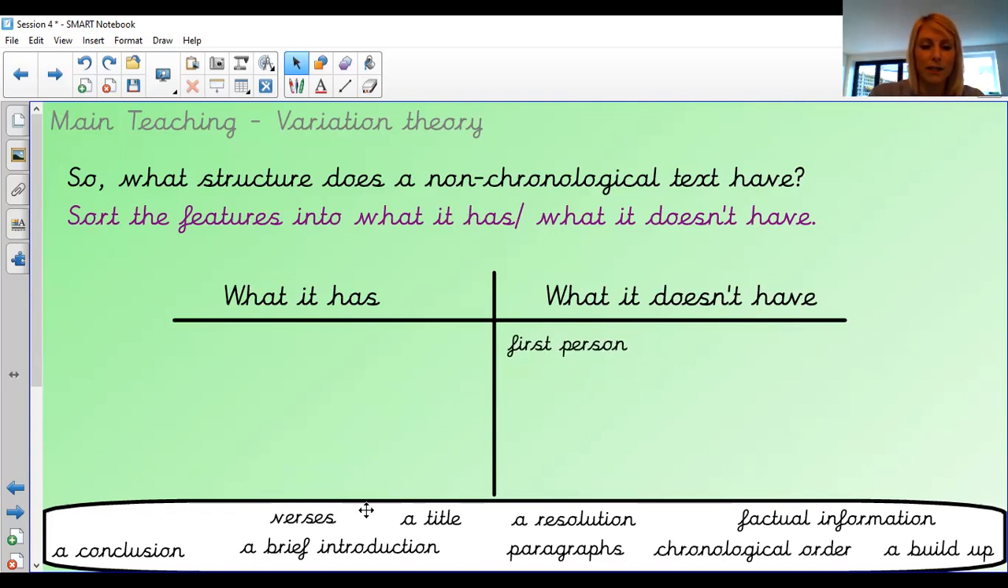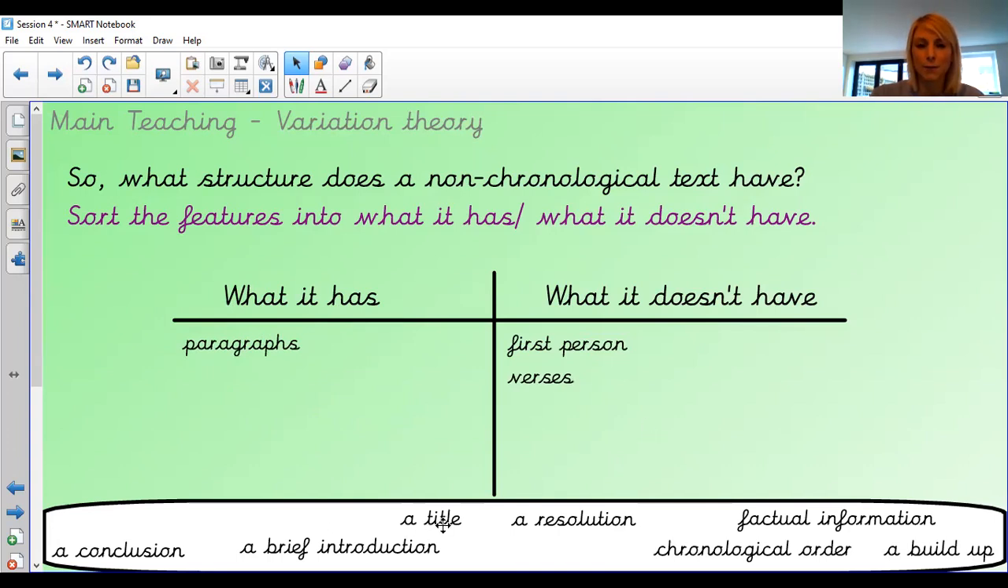What about verses? Well, the writing is organized into sections, isn't it? But do we call those verses? Verses are more poems, aren't they? We find verses in poems or songs. So no, I'm going to say it doesn't have verses, but it does have paragraphs. That's how the text is ordered. So I'm going to put that over here into the features that a non-chronological report has. Okay, so it is in paragraphs, but it's not in verses.